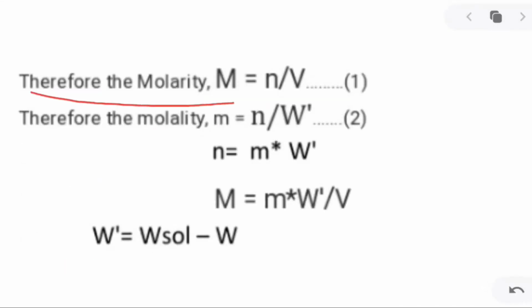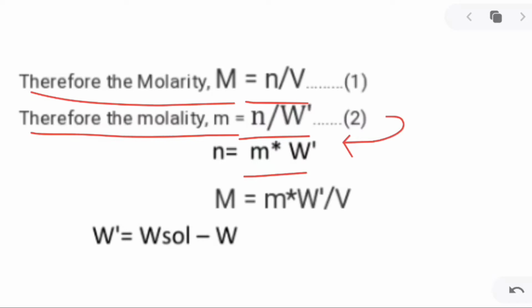Therefore, the molarity, that is capital M, is equal to N by V, where N represents the number of moles of the solute and V represents the volume of the solution. Also, the molality, that is small m, will be equal to N by W dash, where N again represents the number of moles of the solute and W dash represents the weight of the solvent in kg. From this equation number 2, we get that small n, that is the number of moles of the solute, is equal to small m into W dash, which is molality into weight of the solvent.